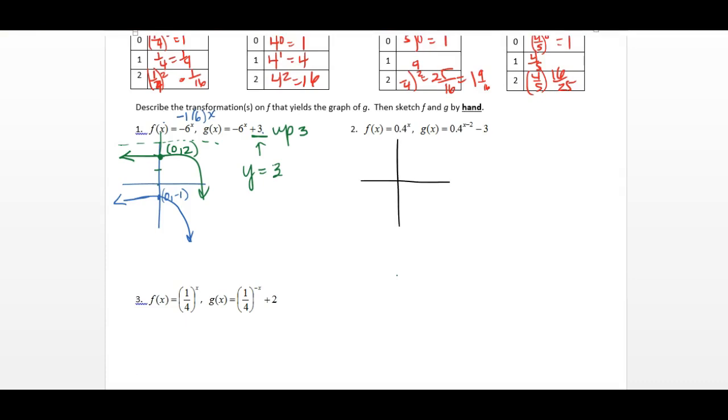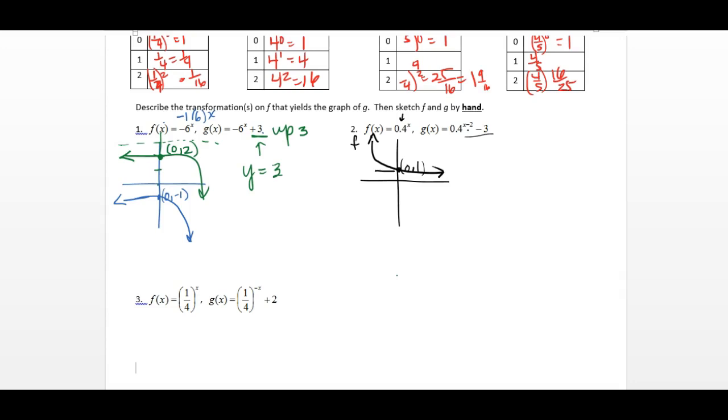Here's my graph, 0.4 to the x power. This one keeps our parent function point of (0, 1) just fine, but it is a decay. It is a decaying graph because that a value right there is less than 1. Now look at our transformed curve.